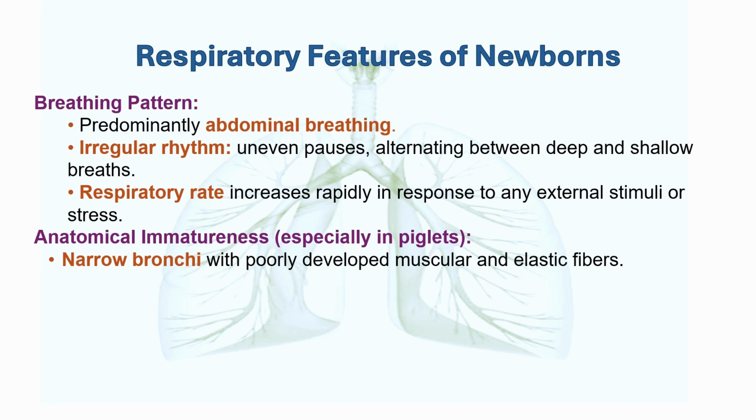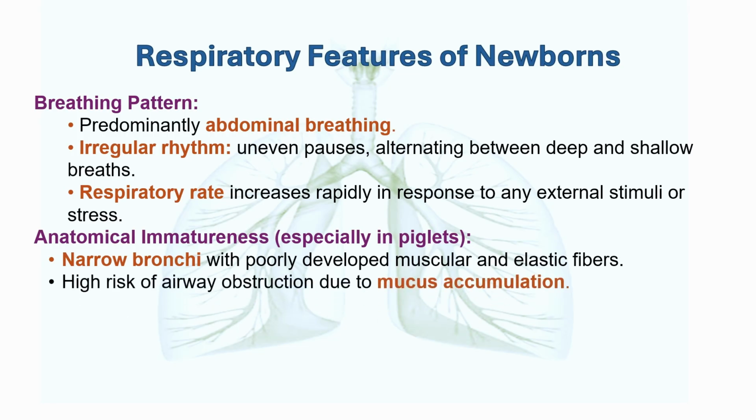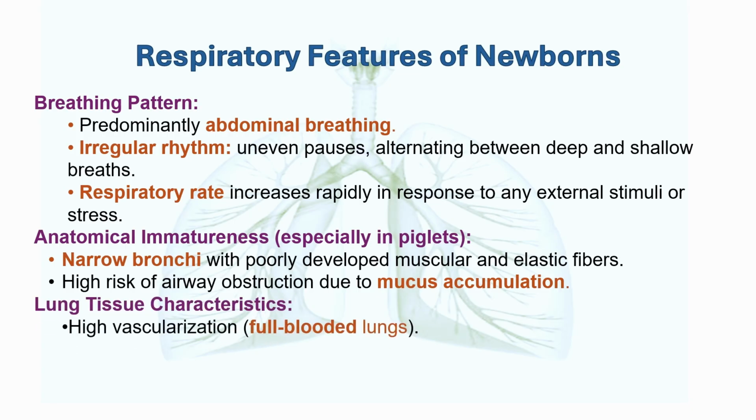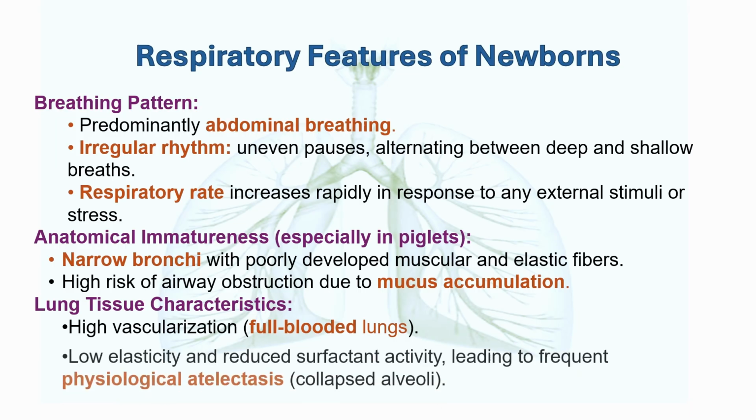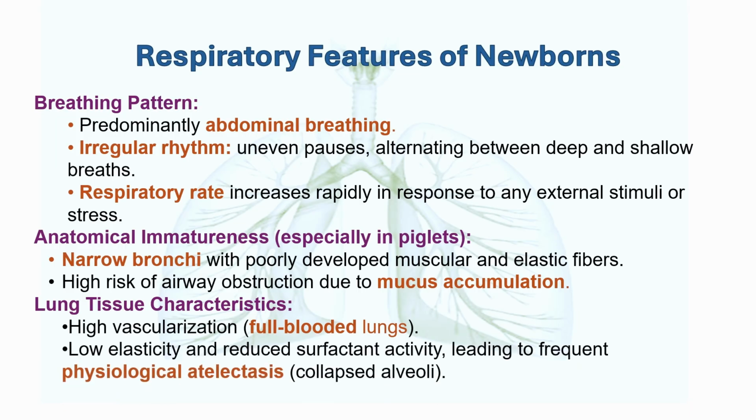Anatomically, newborns, especially piglets, are immature. Their bronchi are narrow, with poorly developed muscular and elastic fibers. This creates a high risk of airway obstruction if mucus accumulates. Finally, the lung tissue itself is highly vascularized, or full-blooded, but has low elasticity. Combined with reduced surfactant activity, this often leads to physiological atelectasis, where parts of the alveoli remain collapsed. Understanding these limitations is crucial for managing neonatal respiratory distress.